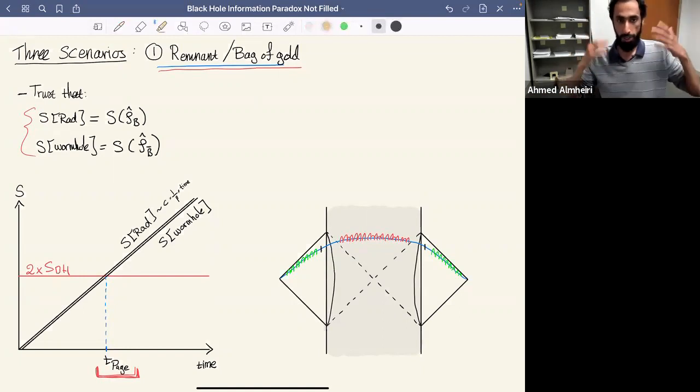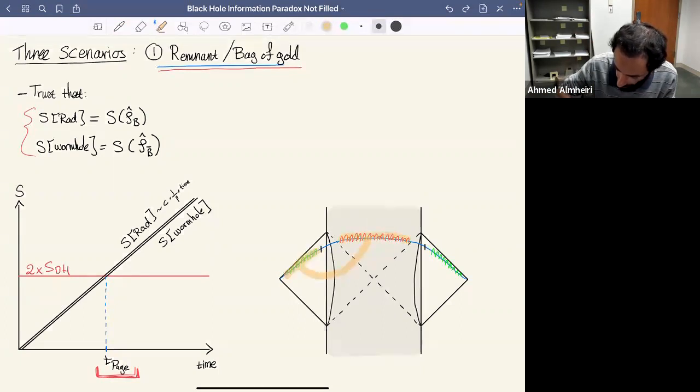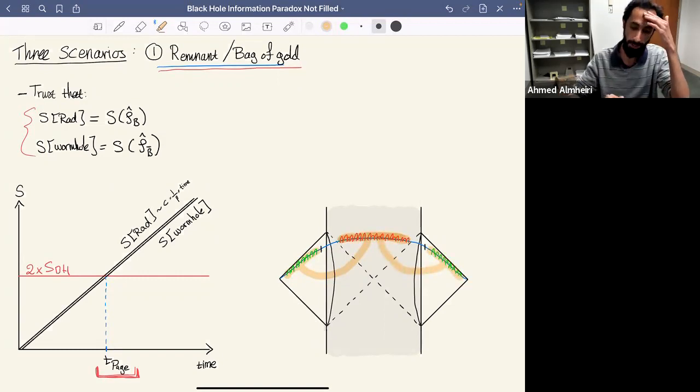The picture or the cartoon you should have for what's happening as a function of time is that you have a lot of these green modes in the two bath regions that are continuously getting more and more entangled with the radiation that's stuck inside the black hole. So here I'm looking at the quantum state of the matter on some late time Cauchy slice. Okay, so any questions about this?